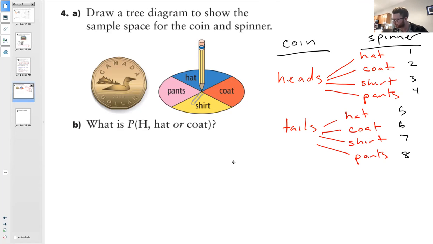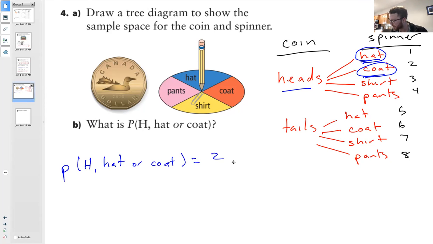So that will be our denominator. And the question is asking us, what is the probability of flipping a heads and getting a hat or a coat? Heads is up here, and then it's asking if we get a hat or a coat. So there's 1, 2 events there. So the probability of heads and spinning a hat or coat is equal to 2 over 8 or 25%.